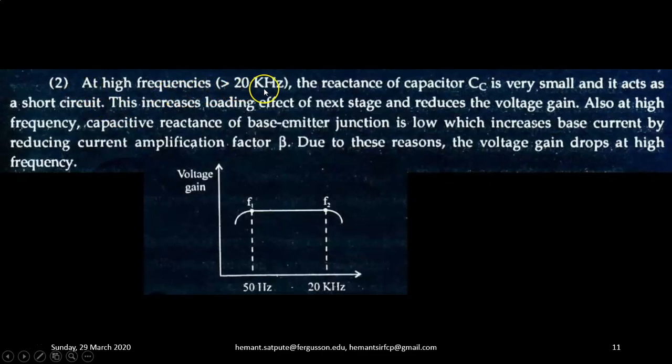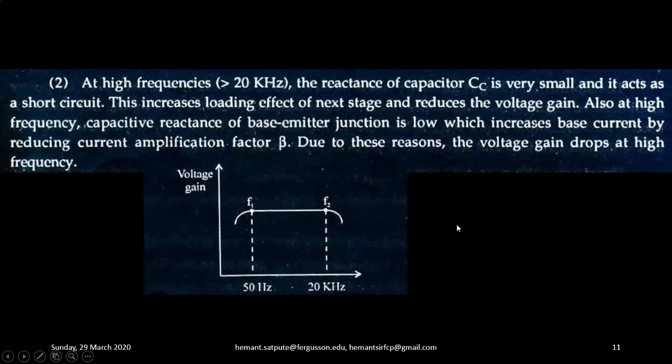At high frequencies greater than 20 kHz, the reactance of capacitor Cc is very small and it acts as a short circuit. So this increases the loading effect of the next stage and reduces the voltage gain. Also at high frequency, the capacitive reactance of the base emitter junction is low, which increases the base current by reducing the current amplification factor beta. Due to these reasons, the voltage gain drops at high frequency. This is shown over here.